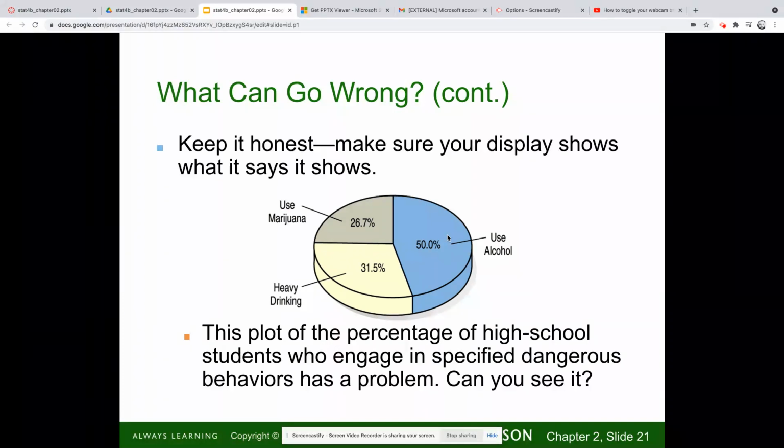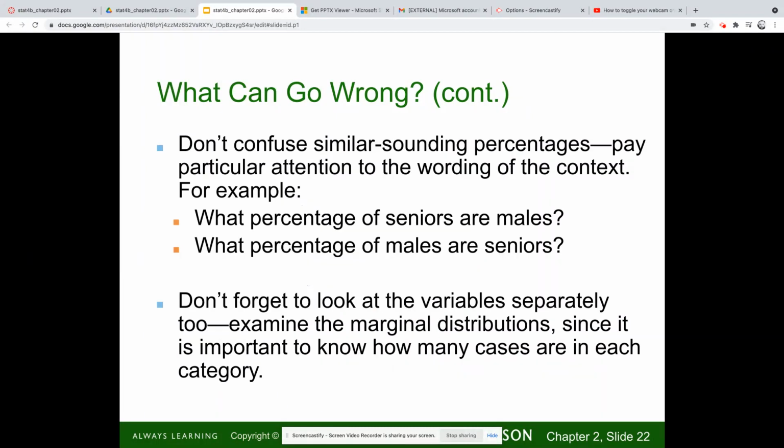Keep it honest. Make sure that your display shows what it says. So in this one, they have the use of marijuana and the use of alcohol, and then they have heavy drinking. Heavy drinking of what? Alcohol. See how this is a little bit misleading? This plot of the percentage of high school students who engage in specific dangerous behaviors has a problem.